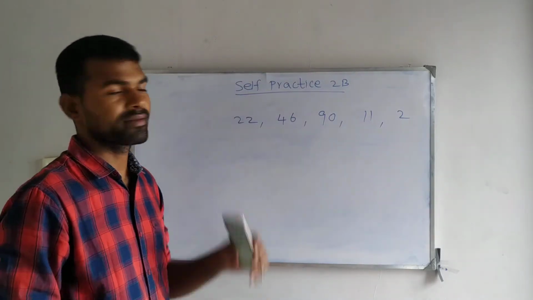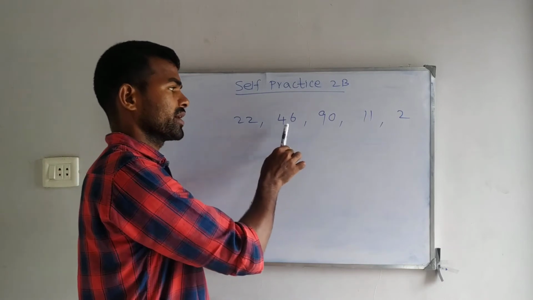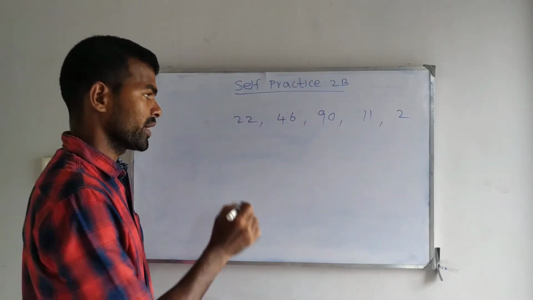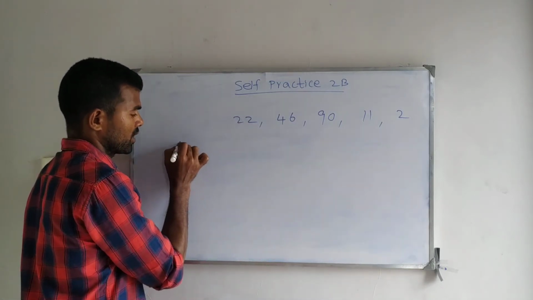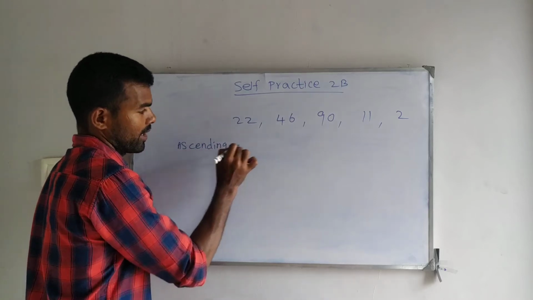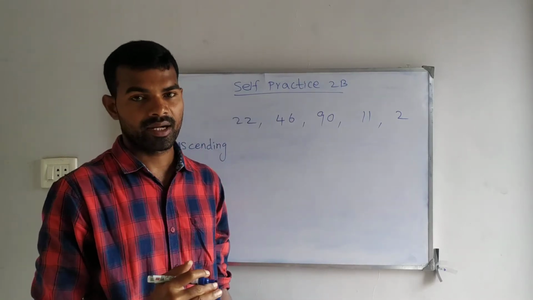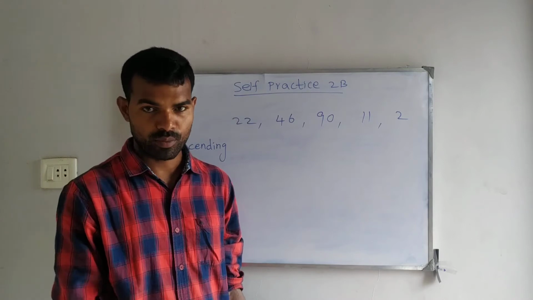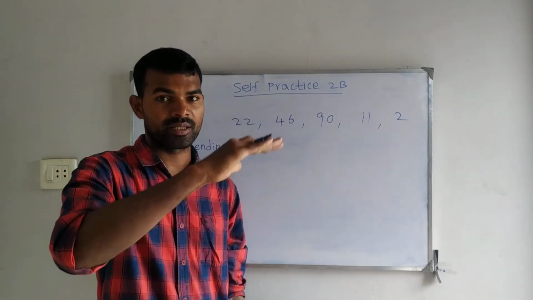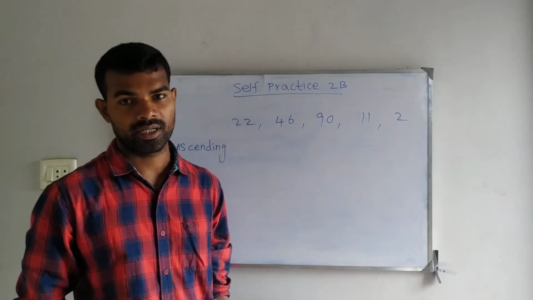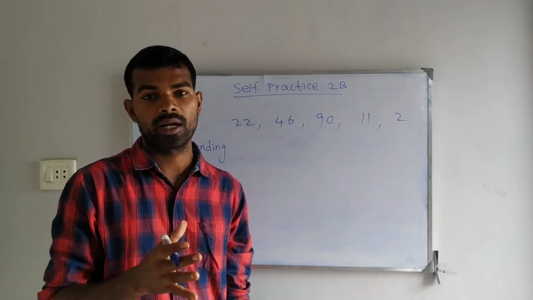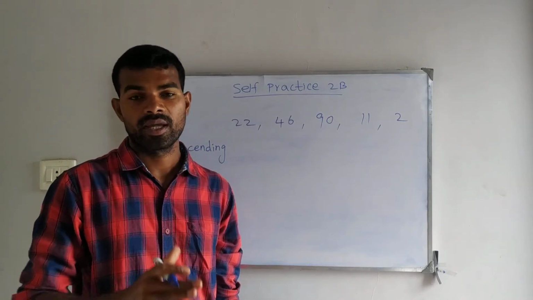Say I have written some numbers: 22, 46, 90, 11, 2. How will you make the ascending order? Ascending order means from smaller to greater. You have to increase, first the small number, next the greater, like 1, 2, 3, 4, 5, like that.